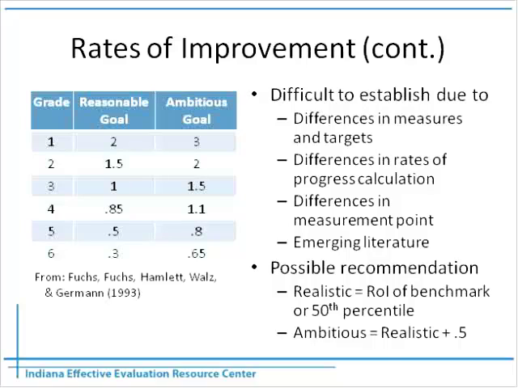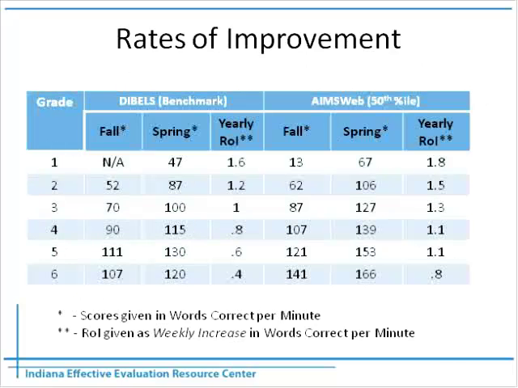One of the common recommendations that's been used across time is this table from Fuchs, Hamlett, Walz, and Germann, which was published in 1993. So you can see that's almost 20 years old already, but it's still commonly used. And what we notice is that if we actually look at these reasonable goals here in this column and then go back and compare to the DIBELS, 2, 1.5, 1, 0.85, we see that it's a little bit fast here, but that it evens out pretty closely, and that DIBELS actually still aligns fairly closely with that Fuchs et al.